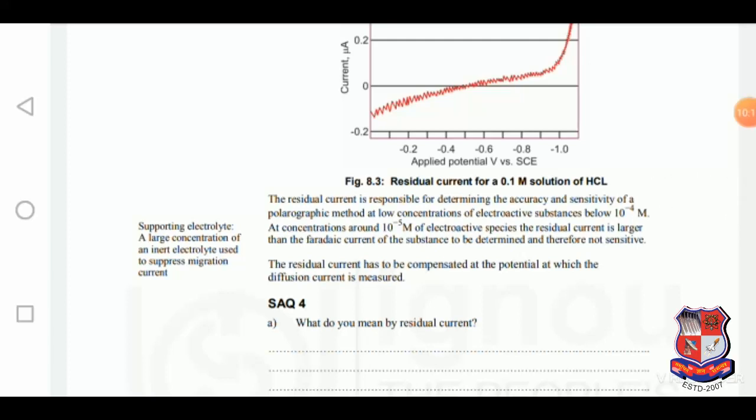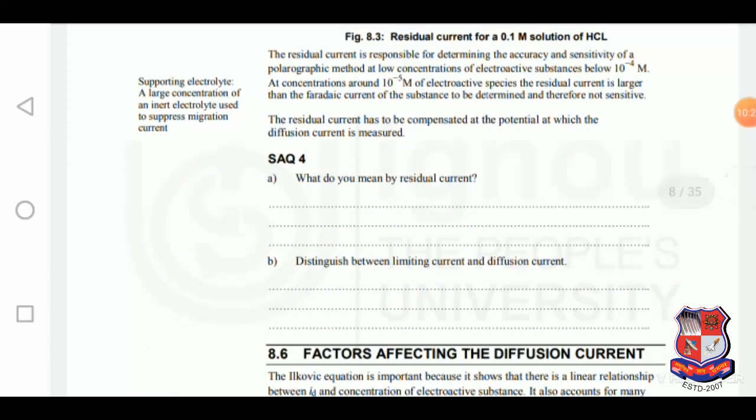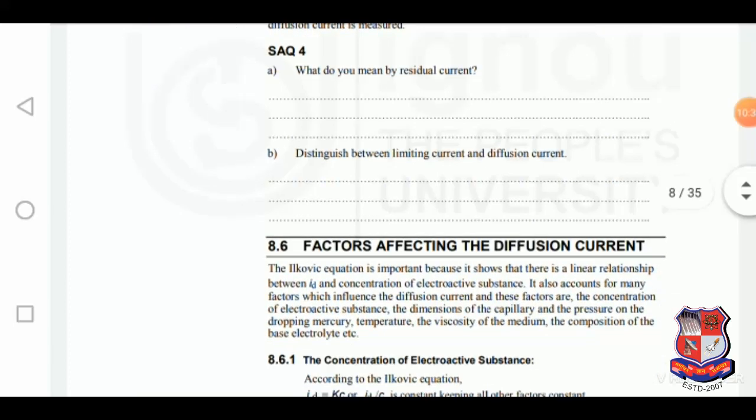Supporting electrolyte means a large concentration of an inert electrolyte used to suppress migration current. In the GTU examination, there are several questions like: what do you mean by residual current? Distinguish between limiting current and diffusion current. These are example questions that you can prepare your own answers for.